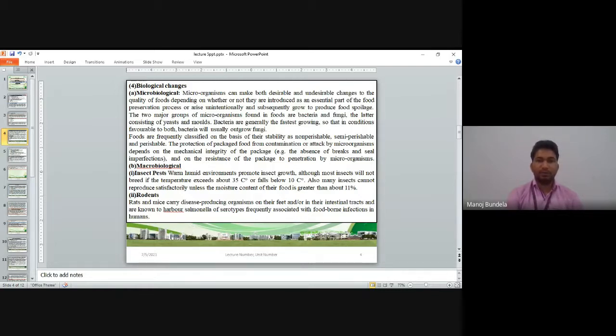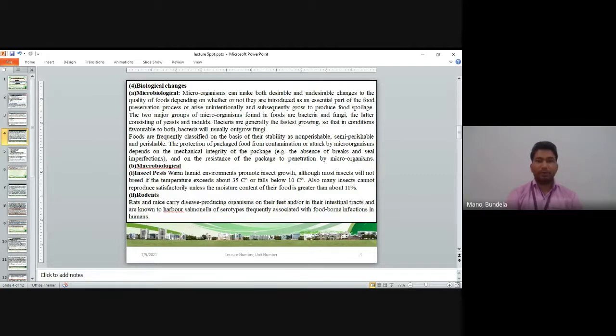The protection of packed food from contamination or attack by microorganisms depends on the mechanical integrity of the package, or we can say the absence of wax and seal imperfections, and on the resistance of the package to penetration by microorganisms.